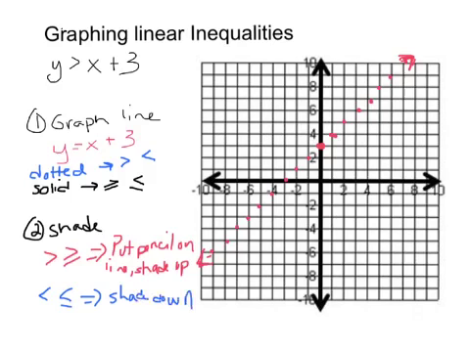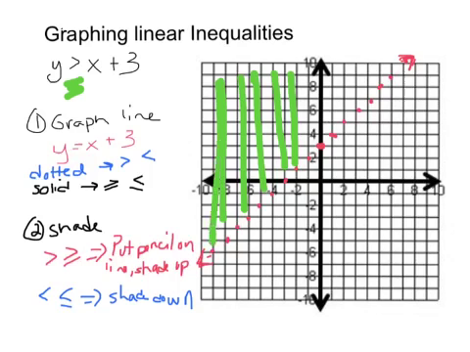Okay, so when I'm looking at this, to show the shading, I'm going to put my pencil on the line, like so. If it's greater than, I will shade straight up from there. If it's less than, I'm going to shade straight down from the line. So in this case, since it's a greater than symbol, I'm going to put the pencil on the line, and I'm going to shade up, which means I'm going to shade this region of the graph.